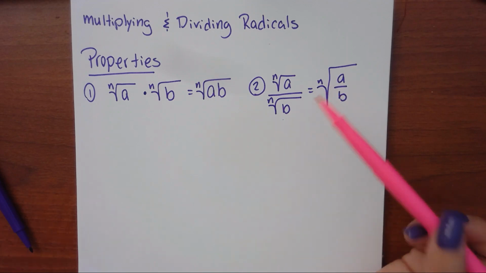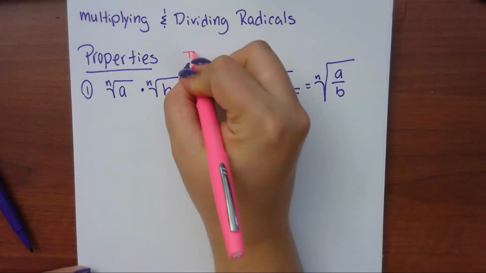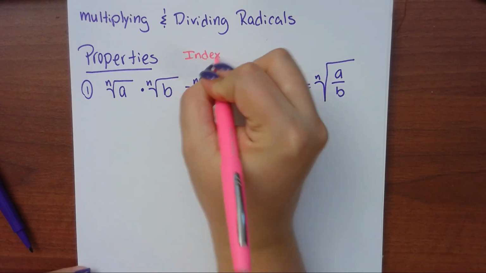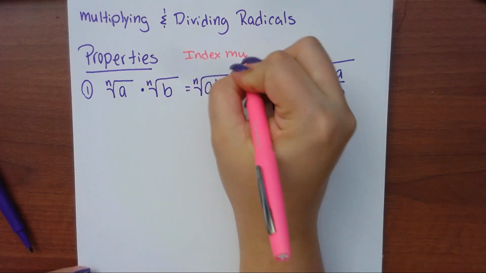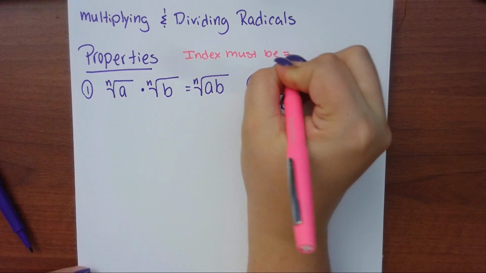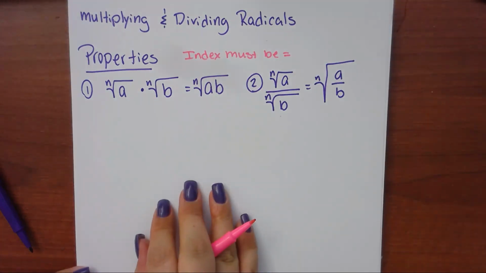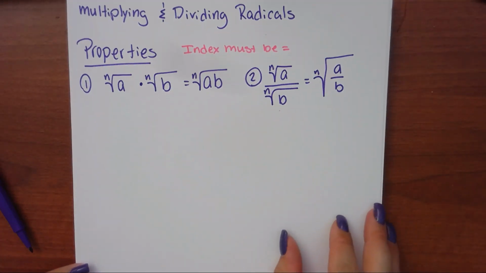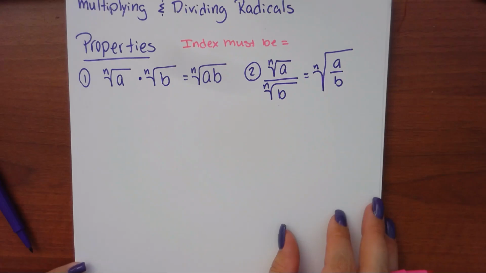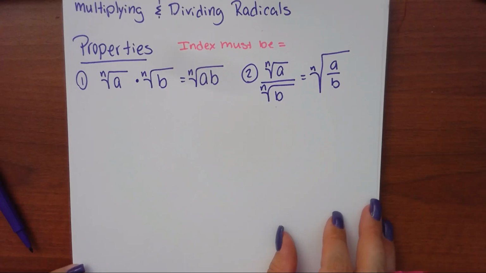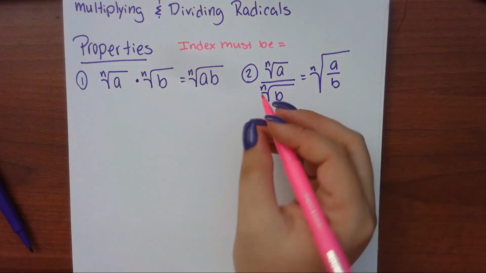But the key here is the index must be equal. Okay, they must be the same. So if the indexes are not the same, then there's nothing that can be done with those radicals. To combine radicals, we want to make sure we have the same index. All right, so let's look at an example.